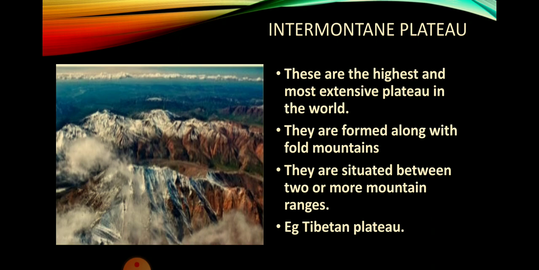These are the highest and most extensive plateaus in the world. They are formed along with fold mountains, and they are situated between two or more mountain ranges. The Tibetan Plateau is considered the roof of the world, and it lies between the Himalayas and the Kunlun mountains. This Tibetan Plateau is an intermontane plateau and is called the roof of the world.